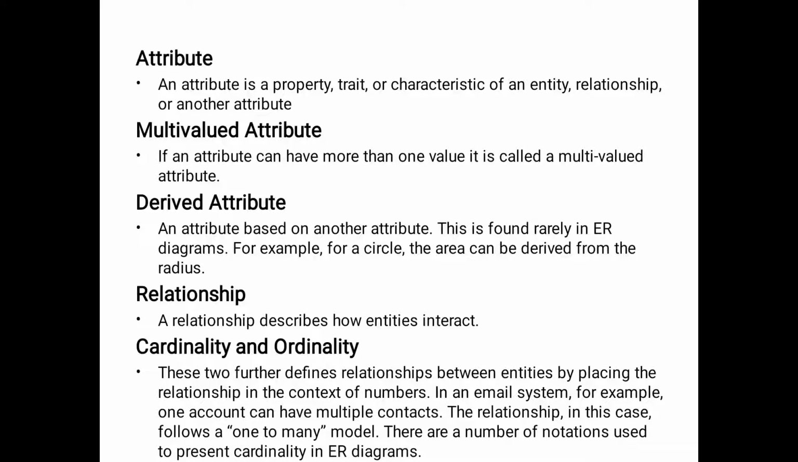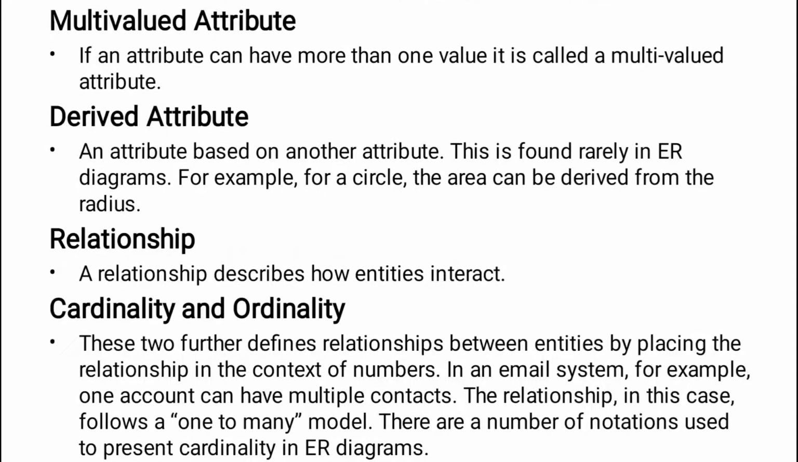For example, for a circle, the area can be derived from the radius. So this is the example. In this sector, we have used the derived attribute concept. Relationship describes how entities interact. Cardinality further defines the relationship between the entities by placing the relationship in the context of numbers. Here is some example.